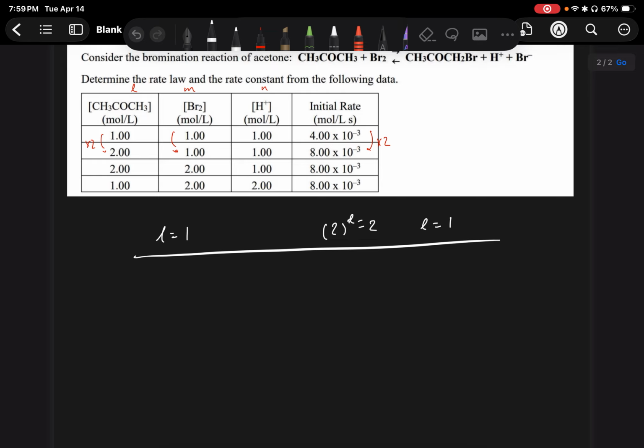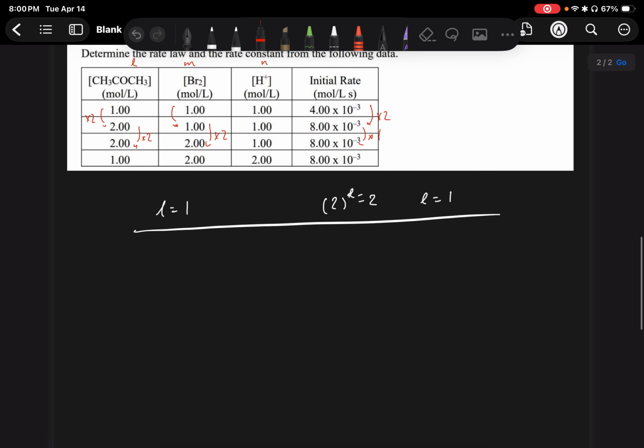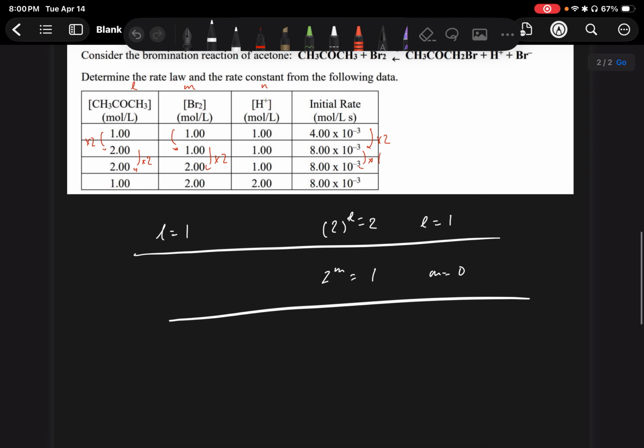Here, we're consistent between this, not consistent, times 1. So that's a bit of a more challenging one. We're going to put reaction 3 over reaction 2. That's going to be 2 to the power of m equal to 1. M equals 0, because 2 to the power of 0 is equal to 1. So m equals 0. That's done. Now find the third one.